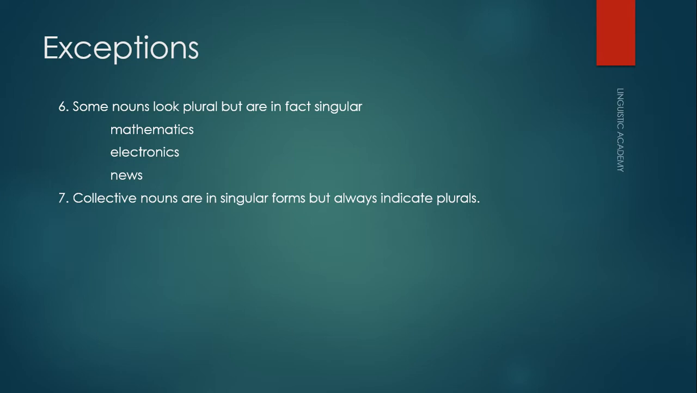Number 7. Collective nouns are in singular forms but always indicate plurals, like people, poultry, army, and class. Now these are collective nouns, that these are written as singular but they are showing more than one in quantity.